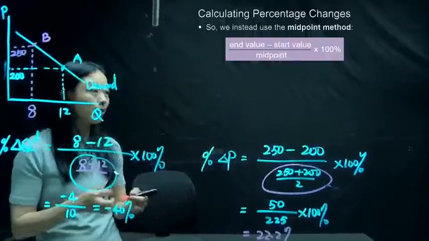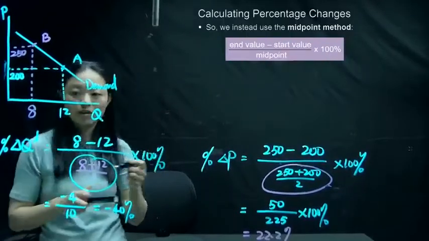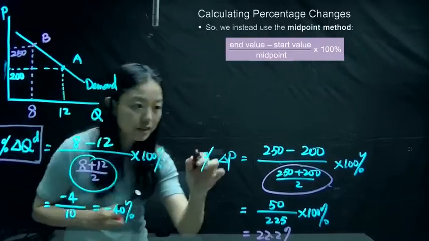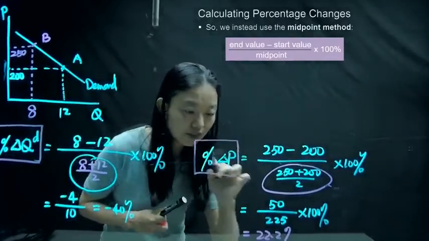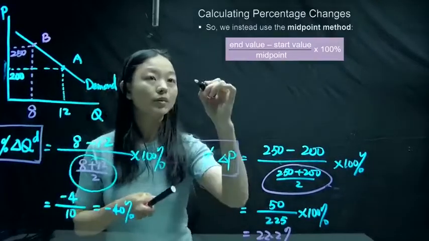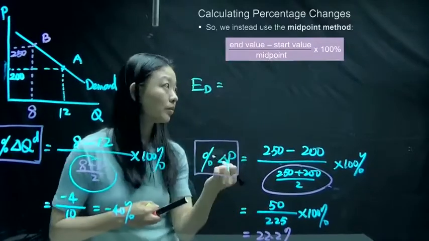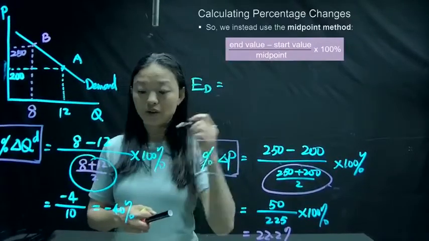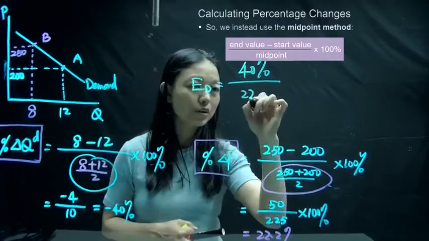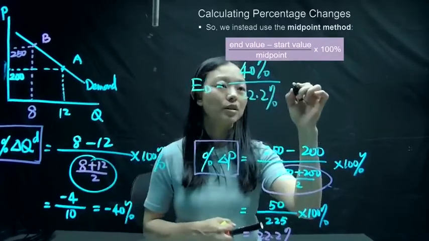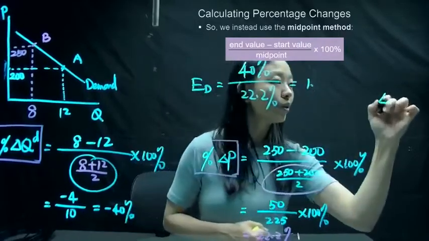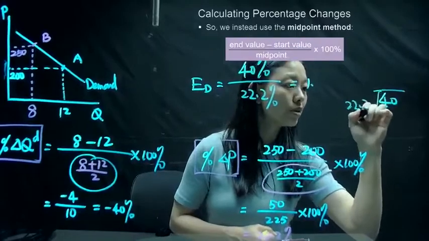So here we use the midpoint method to compute the percentage change in quantity and the percentage change in price, right? Therefore, we can compute the elasticity. So the elasticity will equal the percentage change in quantity, 40%. We'll ignore the sign, and then divide by 22.2%. So maybe 1.40 divided by 22.2.